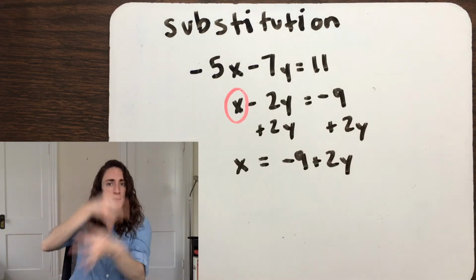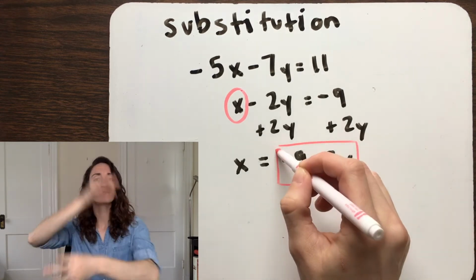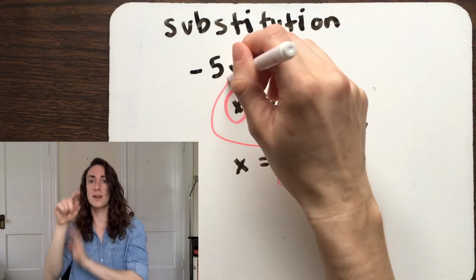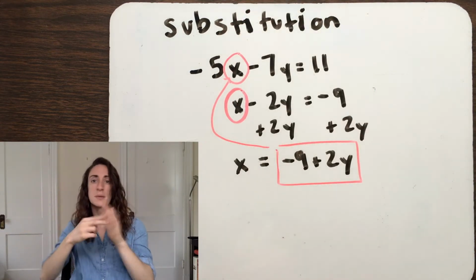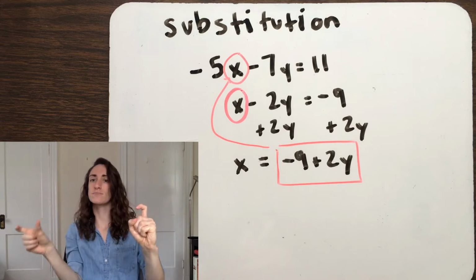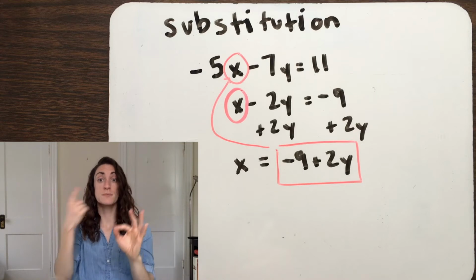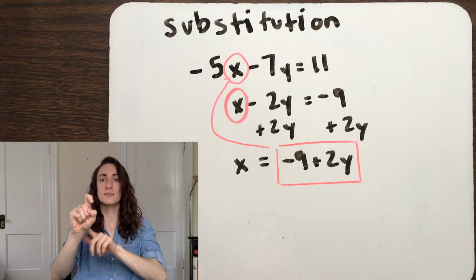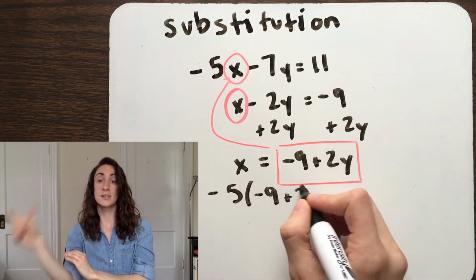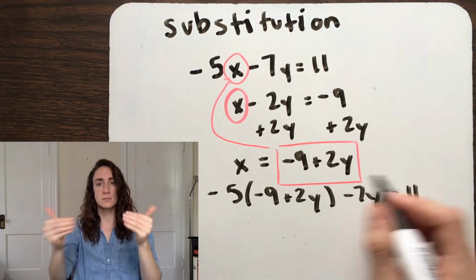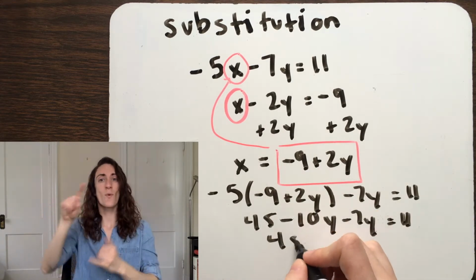Now that we've isolated x, we can look at why this method is called substitution. The reason for that is because we're going to substitute x with this expression we've just found is equal to x. So in that first equation, negative 5x, we can replace that with negative 9 plus 2y because that's equal to x. After we do that, we can go ahead and just distribute and use algebra to solve this now single variable equation for y.